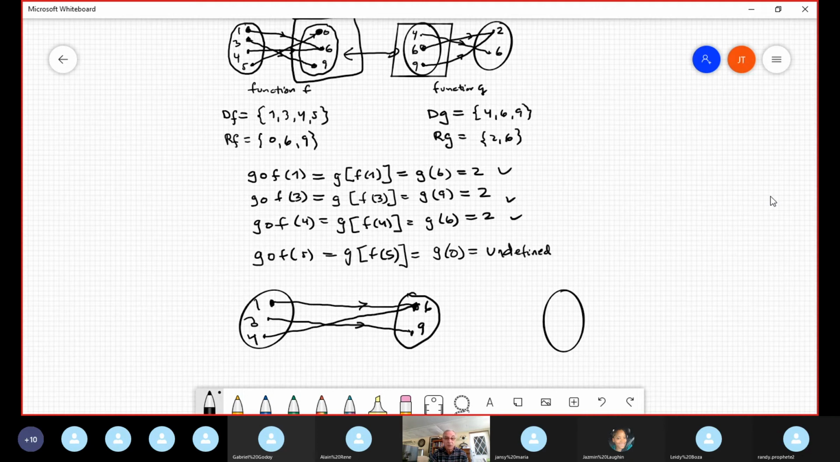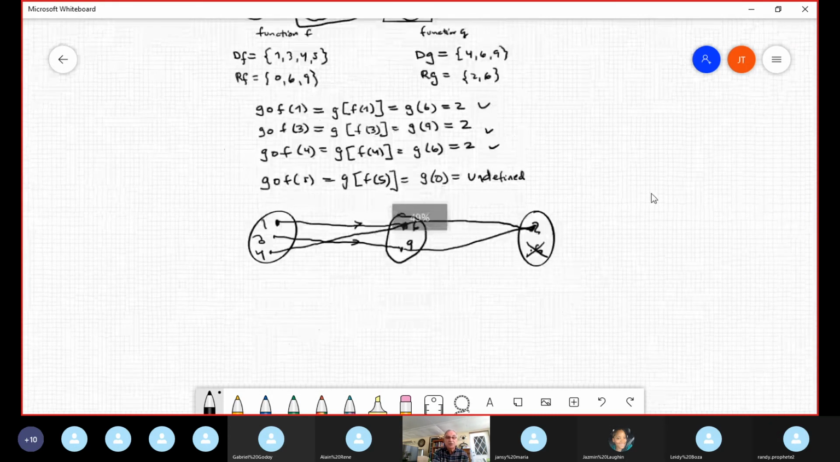here we have 2 and 6. But 6 is associated with the 2. And 9 is associated also with the 2. And 0 and 6, sorry, is associated with nothing. Now, what is the domain of the new function after the composition?